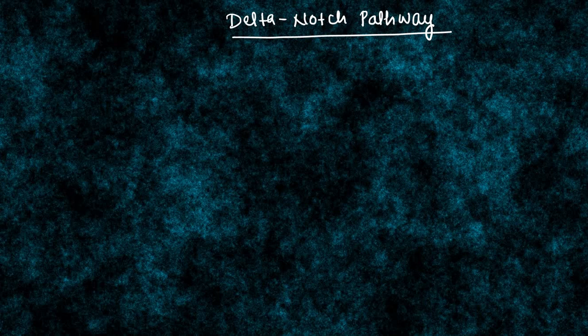Before going into full detail, we have to first understand what a delta notch pathway is, because there is an involvement of the delta notch pathway during the formation of the anchor cell. If you are talking about delta, the word delta mainly stands for the ligand. There is one type of signaling pathway which is known as the delta notch pathway.